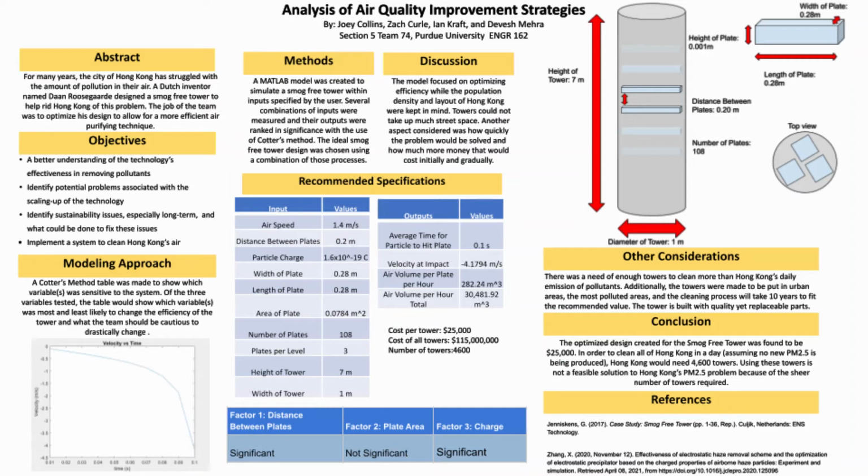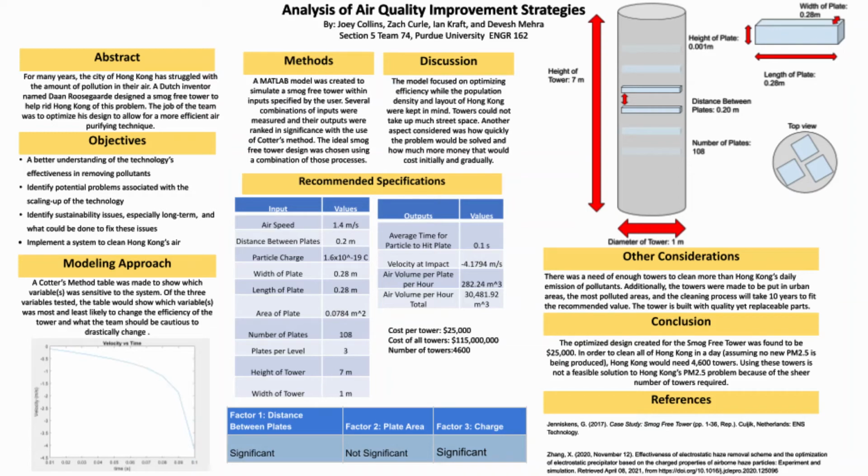As far as outputs go, the average time for a particle to hit a plate at any given distance from a plate is 0.1 seconds. So that's not too bad. And then velocity impact was found to be negative 4.1794 meters per second. It's negative because the particle would be moving down. So the magnitude would just be 4.1794 meters per second. And our air volume per plate per hour is 282.24 meters cubed. So that's how much air each plate is able to handle per hour.